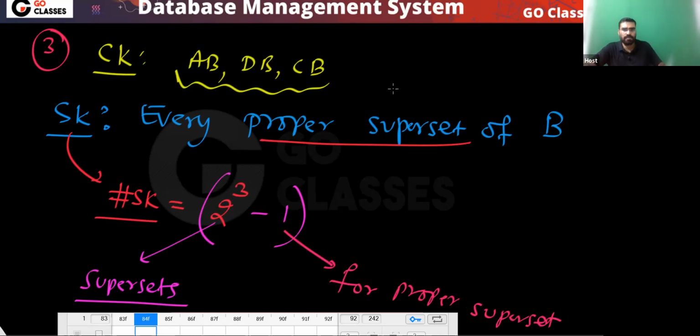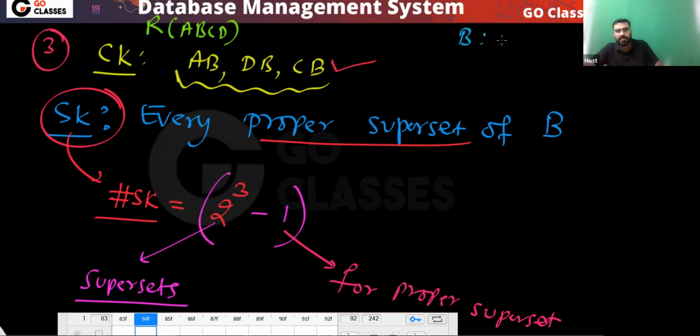Yes or no? What is super key? Your relation is R(A, B, C, D). You can see that every superset of B is a key, because these are the candidate keys. Look at the candidate keys. The superset of B is also B, but B is not a super key, right? So we should remove B.